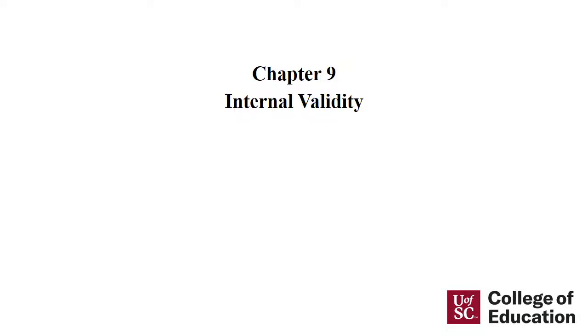Chapter 9. Internal Validity. Introduction. There are usually many possible ways to explain the outcomes of a study. The possibility of such alternative explanations, usually referred to as threats to internal validity, exists in almost all research endeavors. This chapter discusses several of these threats as well as ways to prevent their effects.